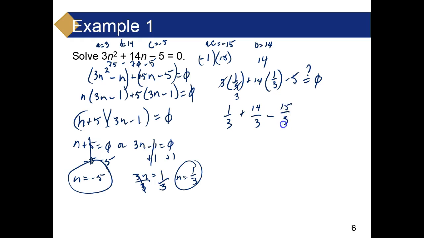Minus 15 thirds, and 15 thirds is 5, right? 3 will go into 15 5 times. Is that equal to 0? What's 1/3 plus 14 thirds? 15 thirds minus 15 thirds? Sure enough, that is 0. You don't have to check a problem, but why not?